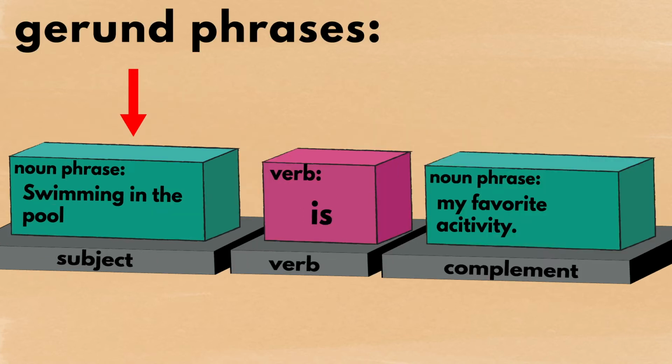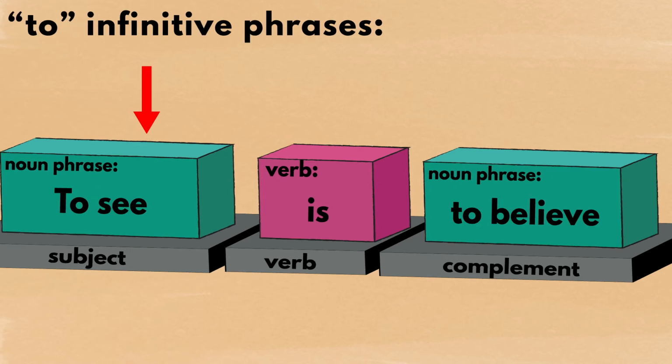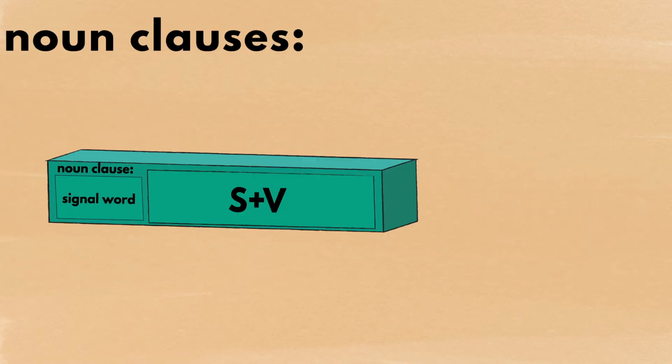There are 2 types of noun phrases worthy of attention. One is gerund phrases, as in swimming in the pool, and the other is to infinitive phrases, as in to see. Lastly, when you have a signal word in front of a clause, it becomes a noun clause.